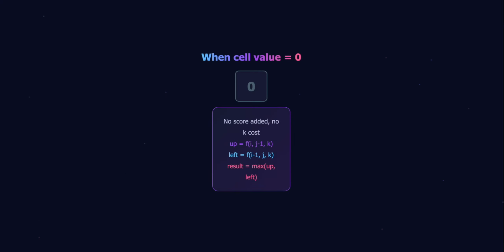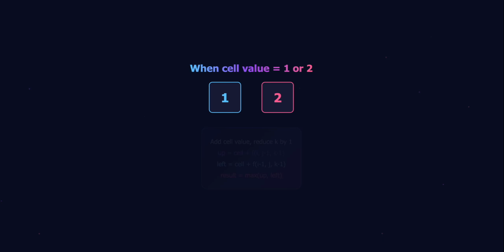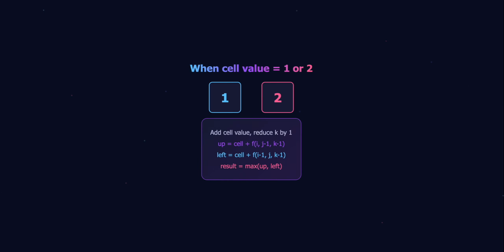For each cell, we check its value. If the cell is 0, we simply take the max of coming from the left or from above without reducing k. If the cell value is 1 or 2, we add that value to the score and reduce k by 1. This is because stepping on a non-zero cell costs 1 unit of our budget k.